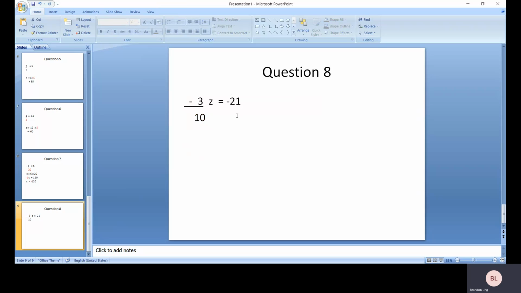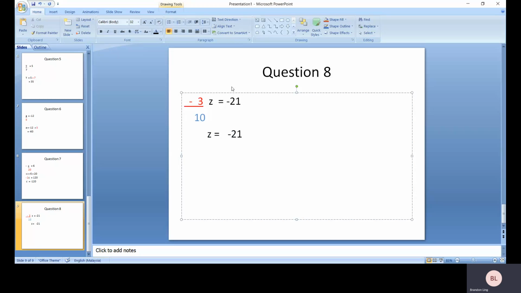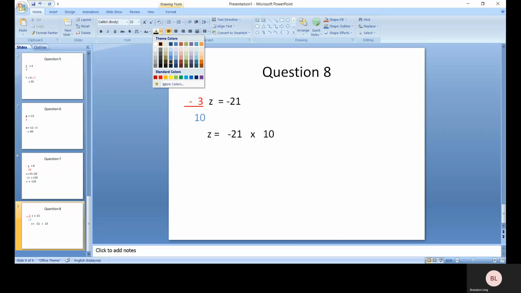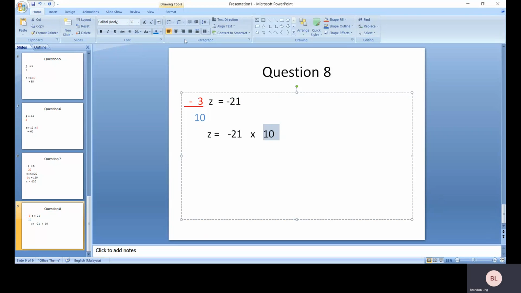Okay, the last question here, you have negative 3 on top and also 10 at the bottom. In this case, you need to move both together to the opposite side. So z remains untouched and your negative 21 remains untouched also. The next move is to multiply by 10. The reason is that this is actually divide by 10, and when you move it up, you get the multiplication.